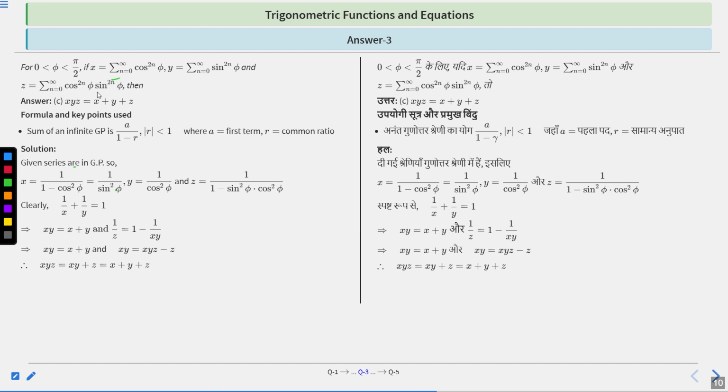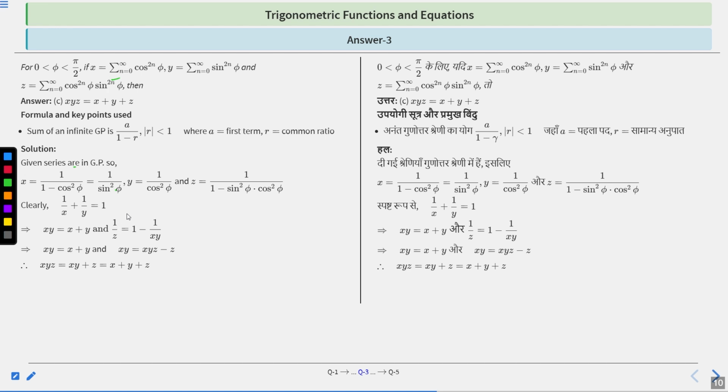And Z is also a geometric progression having first term 1 and common ratio sin square phi into cos square phi, right? Therefore, Z is equal to 1 upon 1 minus sin square phi into cos square phi. Now, clearly see, X is 1 by sin square phi and Y is 1 by cos square phi. Now, we know that sin square phi plus cos square phi is equal to 1. Therefore, 1 by X plus 1 by Y is equal to sin square phi plus cos square phi, which is equal to 1. Now, when you take LCM, the denominator will be xy and the numerator will be x plus y, right? And after cross multiplication, you will get x plus y is equal to xy. Therefore, we can write xy is equal to x plus y.